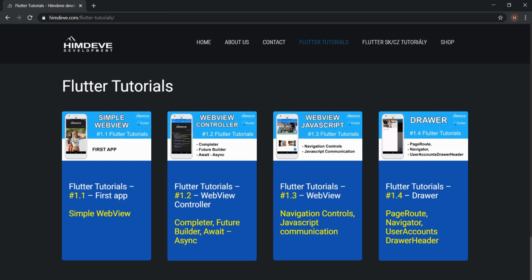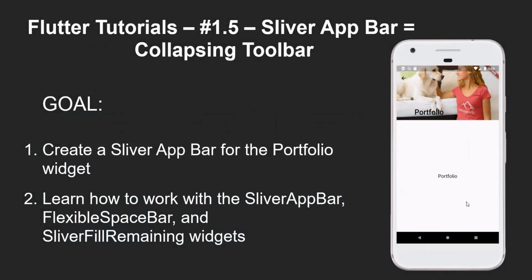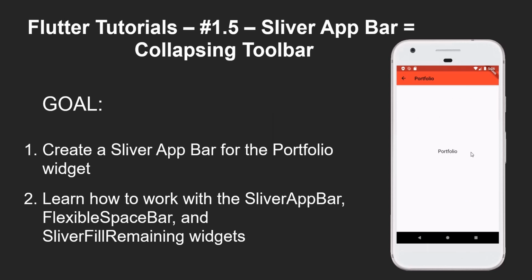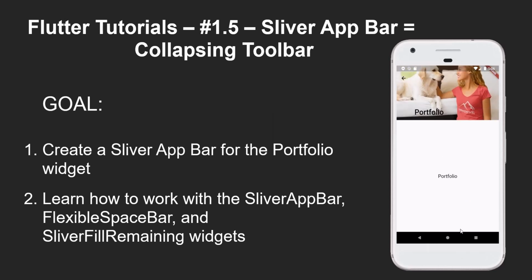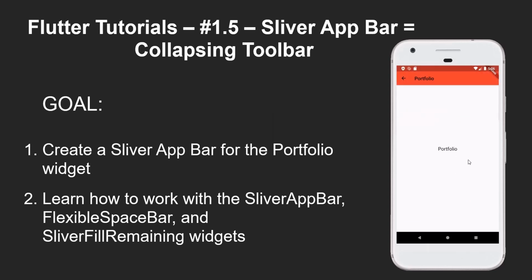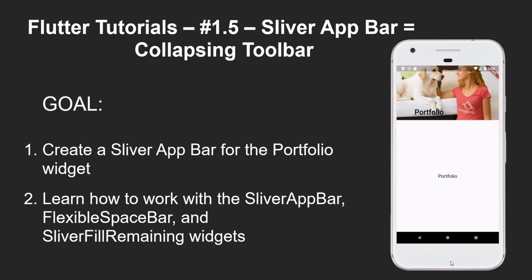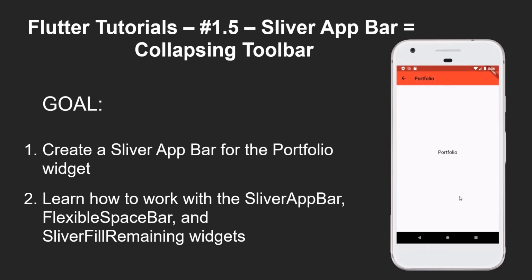The goal for this tutorial is to create a Sliver App Bar for the portfolio widget, which is actually a collapsing toolbar, and to learn how to work with the Sliver App Bar, FlexibleSpaceBar and SliverFillRemaining widgets.